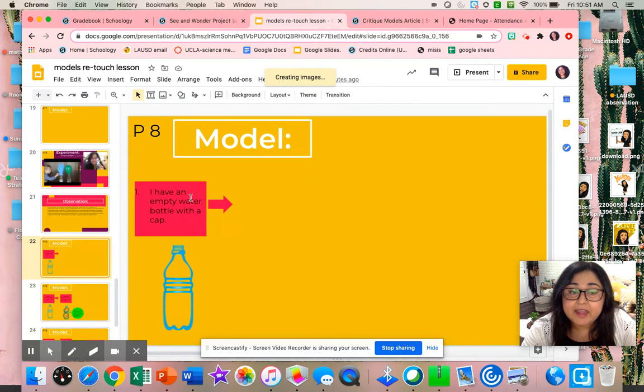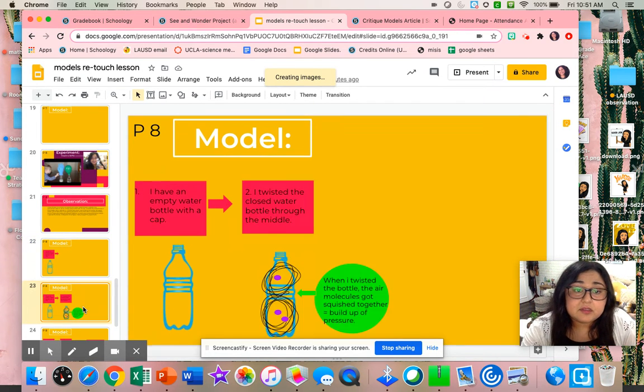That's my first step, and I included an explanation and my bottle. Then I did an arrow because I'm going to include my second step now. So my second step says I twisted the closed water bottle through the middle, okay? And then I'm going to go down and explain why I think that happened. I think that happened because when I twisted the bottle, the air molecules got squished together, so there was a buildup of pressure, okay? And I have included my bottle. I squished it, and those are my air molecules. Okay, so far, step one, step two.